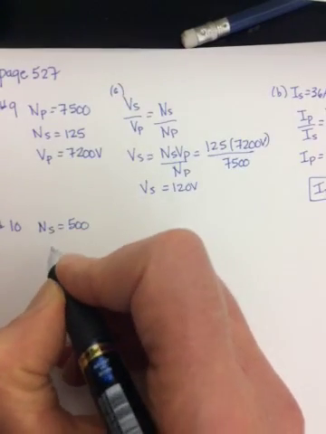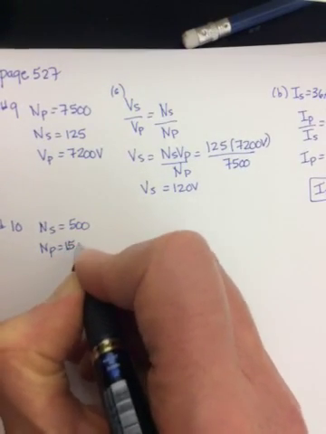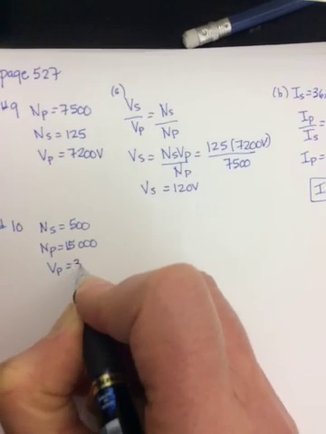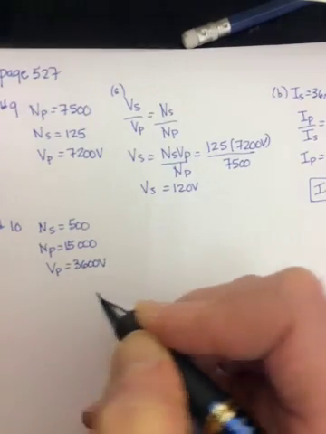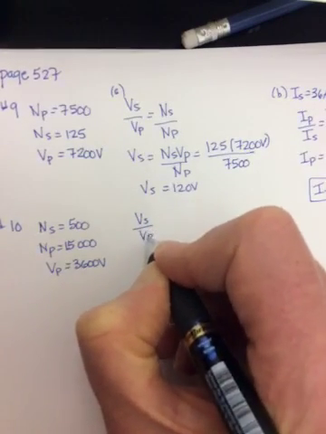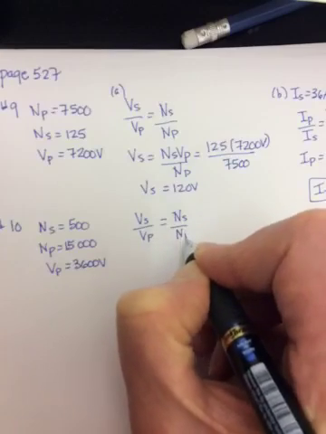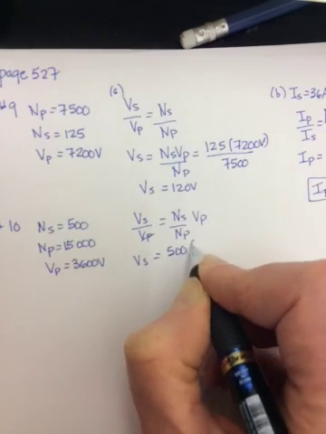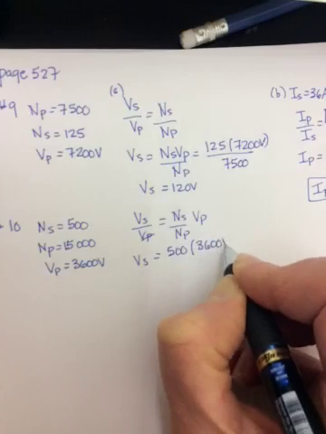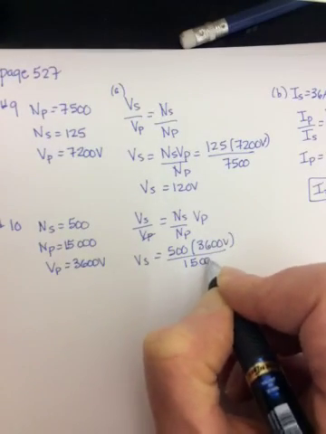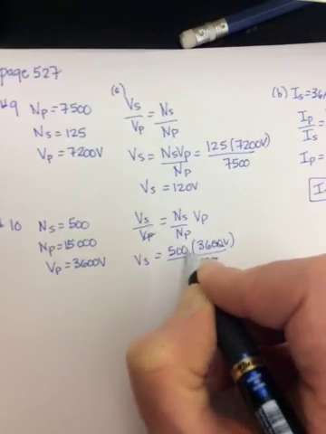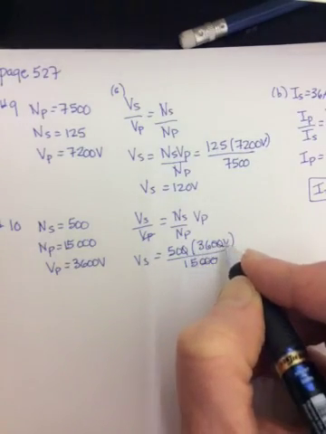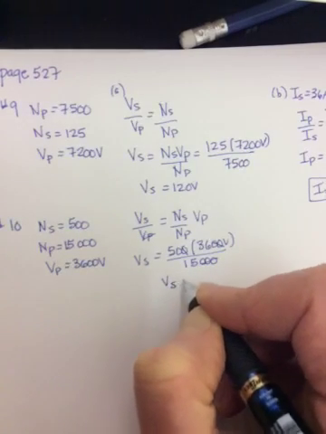Number 10, the secondary of a step-down transformer has 500 turns, so NS is 500 turns. The primary has 15,000, so NP is 15,000 turns. The EMF of the primary, so V primary, is equal to 3,600 volts. What is the EMF of the secondary? So VS over VP should be equal to NS over NP. Bring the VP up. So VS equals 500 times 3,600 volts over 15,000. So these three zeros cancel out with 3 of those. 5 goes in there 3 times, so you have 360 over 3. So I think it's 120 again.